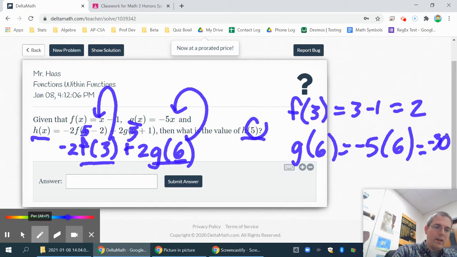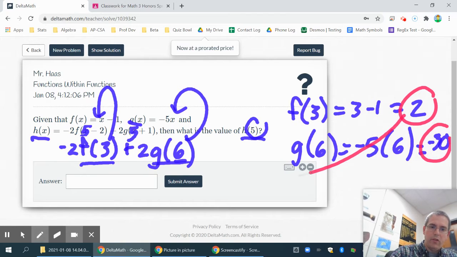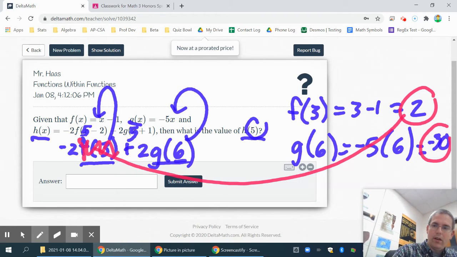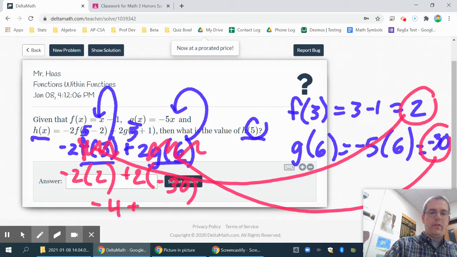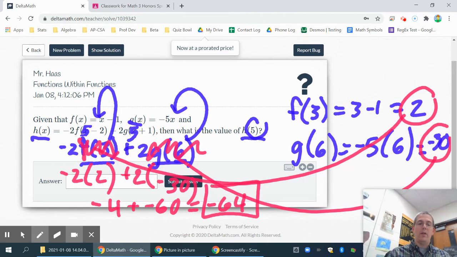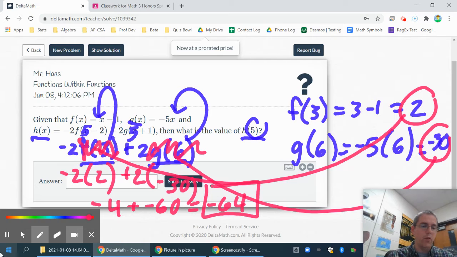Now for my last trick, I'm going to take these numbers here, the 2 and the negative 30, and substitute them back in. I know f of 3 is actually a 2, so I have negative 2 times 2 plus 2, and I know g of 6 is actually a negative 30, so 2 times negative 30. So then what I end up with is a negative 4 plus negative 60, which is negative 64. And that's what I end up with on this particular equation.